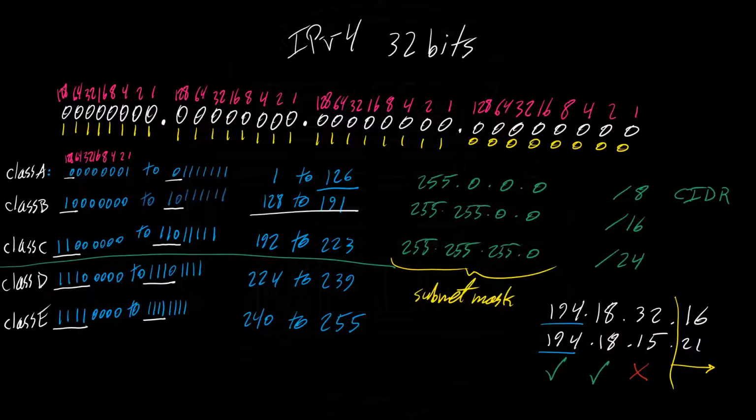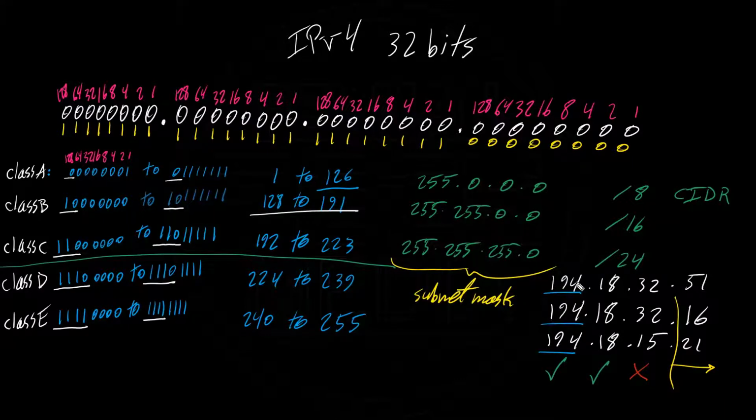Okay, I'm going to go ahead and write down another IP address. Let's say 194.18.32.51. Again, we know this is class C because 194 falls into the class C range. Here, as we can see, 194 is between 192 and 223, and this is the range for class C. And the default subnet mask for class C is 255.255.255.0. So the first three octets belong to the network, the last octet belongs to the host.